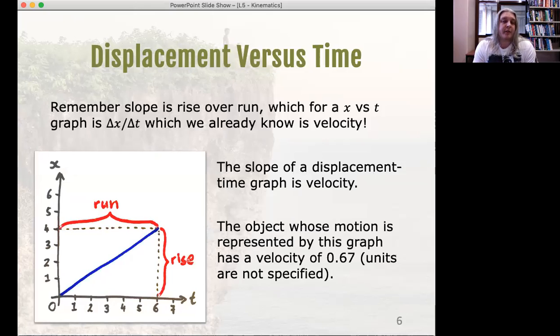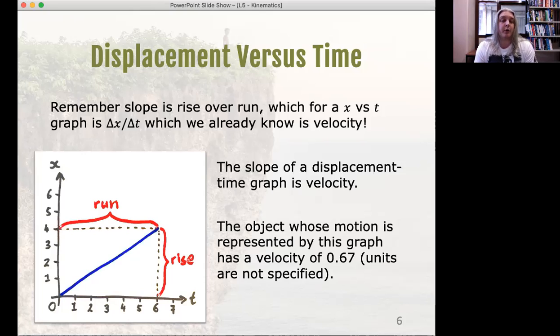Remember that slope of a graph is rise over run. If you have x versus t on a graph, then the rise is change in x and the run is change in t. That means the slope is change in x over change in t. And we already saw that that is velocity. So the slope of a displacement versus time graph is velocity. On this graph here, we can see that it's gone up 4 x units, so 4 displacement units across 6 time units. So it's got a slope of 0.67. So its velocity is 0.67 displacement units per time unit.